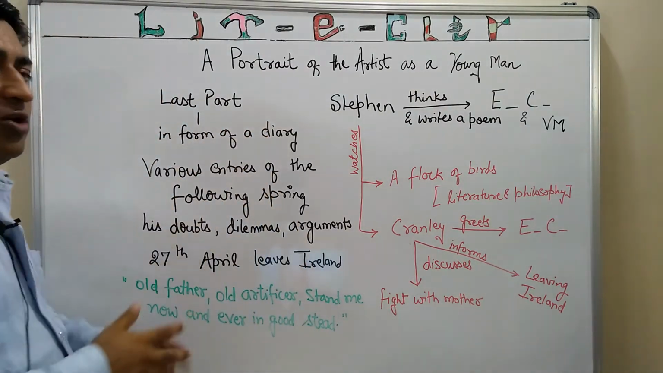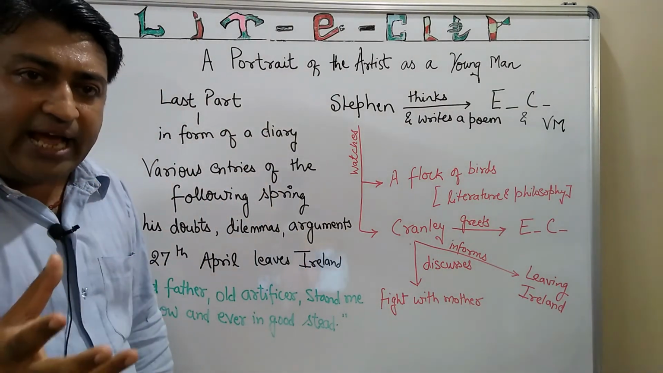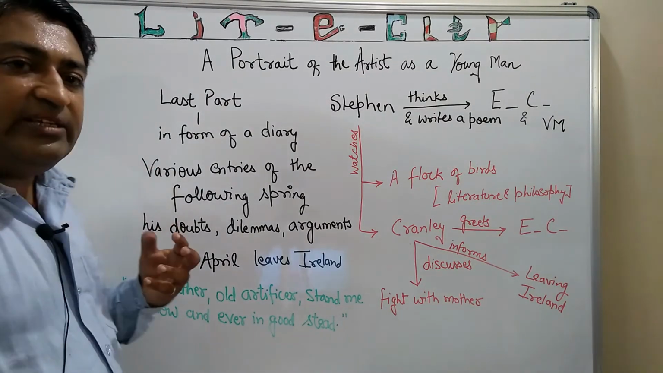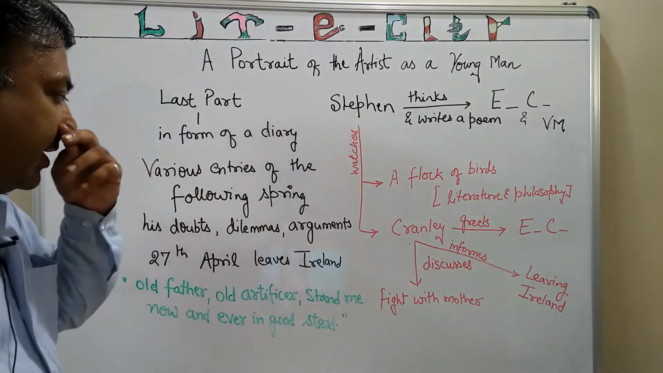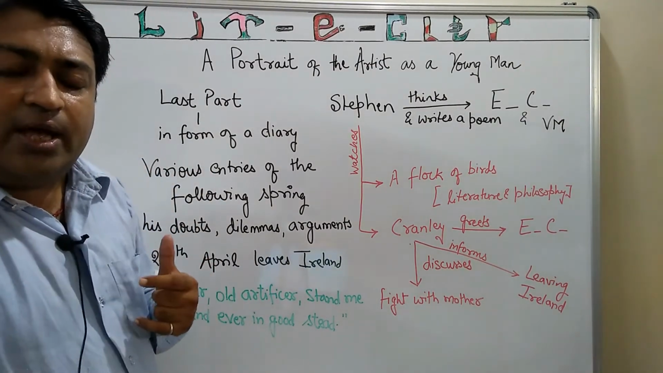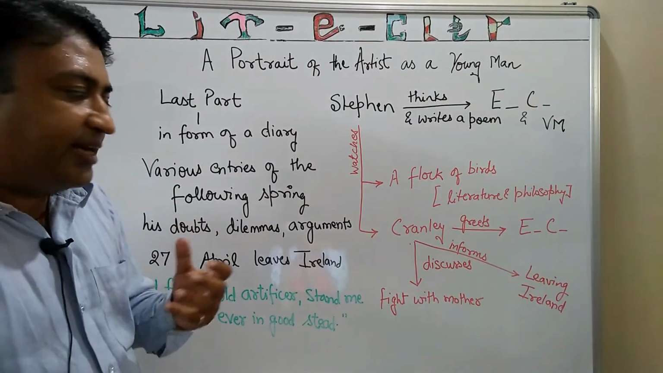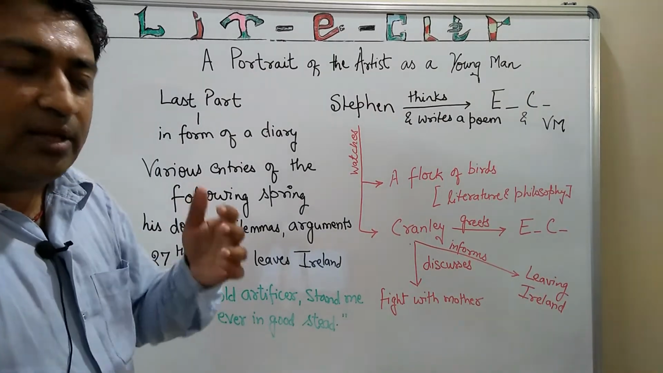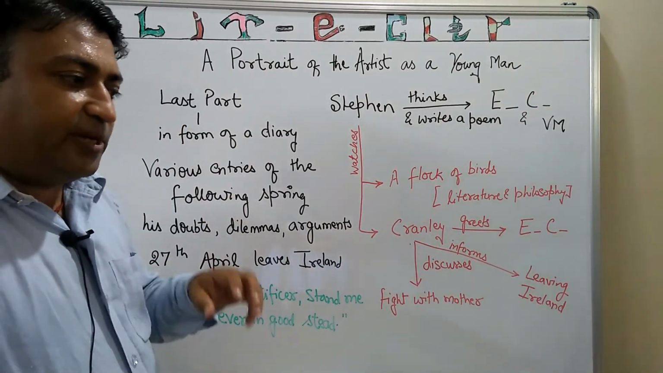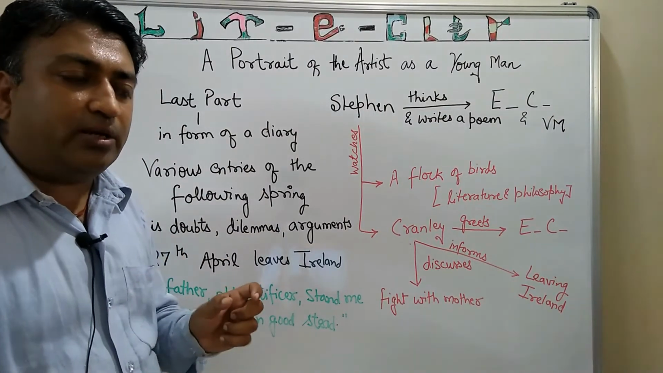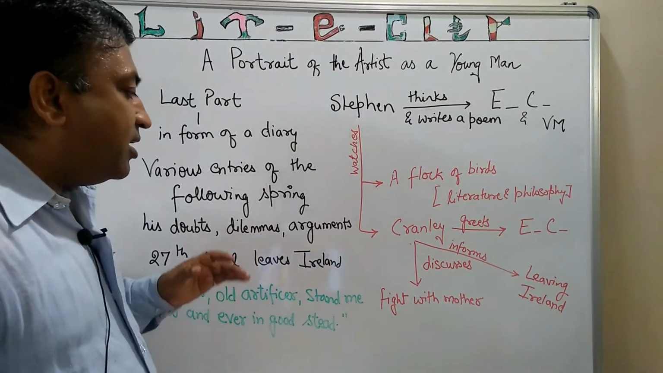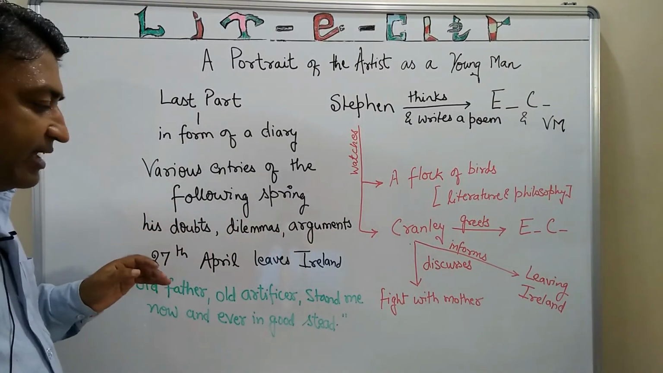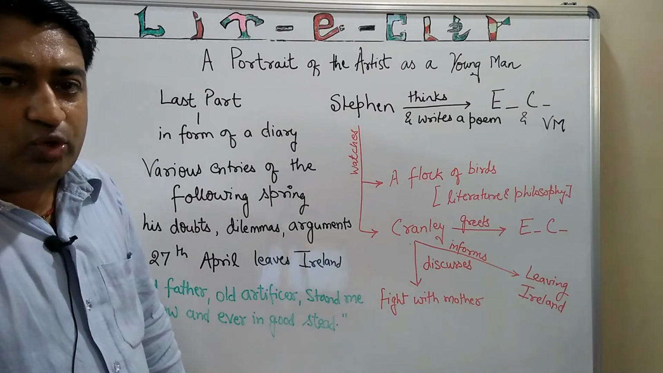The last part of the novel is in the form of diary entries, and these diary entries are about various incidents in the following spring. There are entries which tell about various doubts and dilemmas, arguments with his mother, his thoughts of EC and other girls. He thinks that EC is basically a representation of all the womanhood of her country. And of all these entries, the last is of 27th April when he decides to leave Ireland.